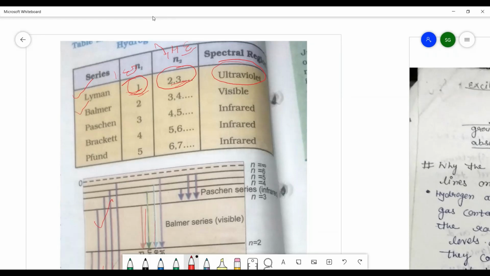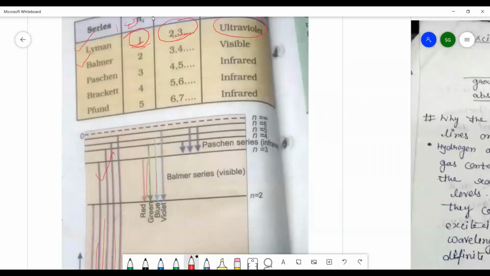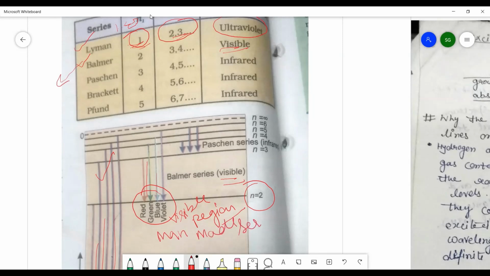Now the Balmer series. In the Balmer series, all the electrons reach the second energy level where n is equal to 2, and that is related to the visible region. This will be in the visible region, where you get VIBGYOR. So here you get the Balmer series, which is in the visible region, and it is also known as the man-made series or the artificial series.